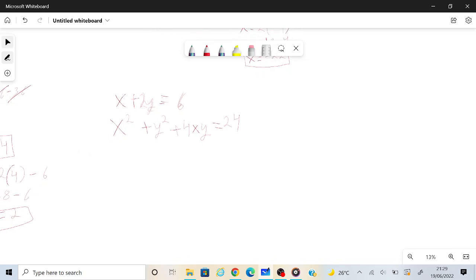Now, solve this question again. Elimination method doesn't look like it will occur over here, so I think our best way to do this is using substitution. So let's make x the subject here. This would become x is equal to 6 minus 2y. Now we just put this x value in our equation over here in this place and in this place.